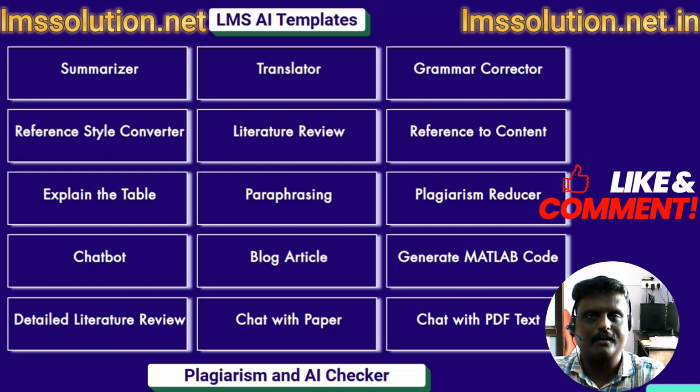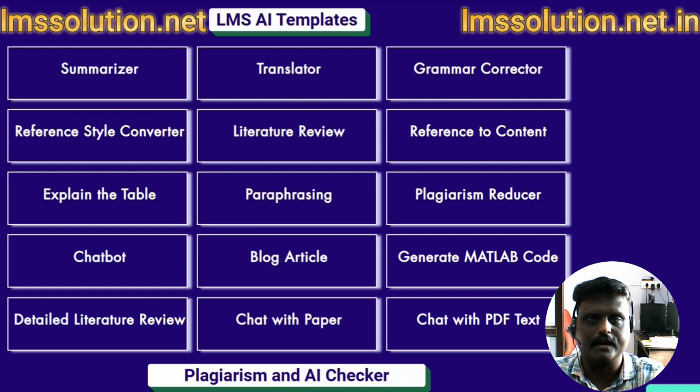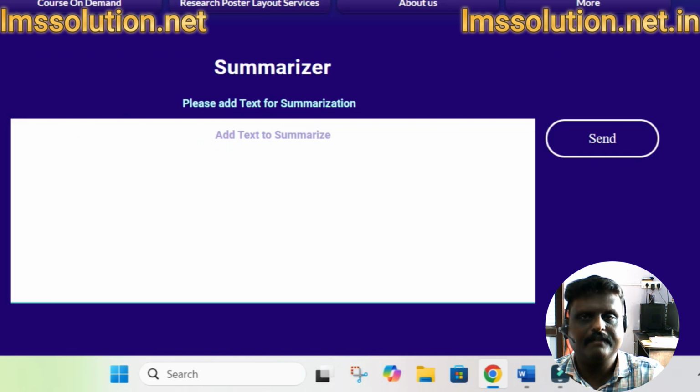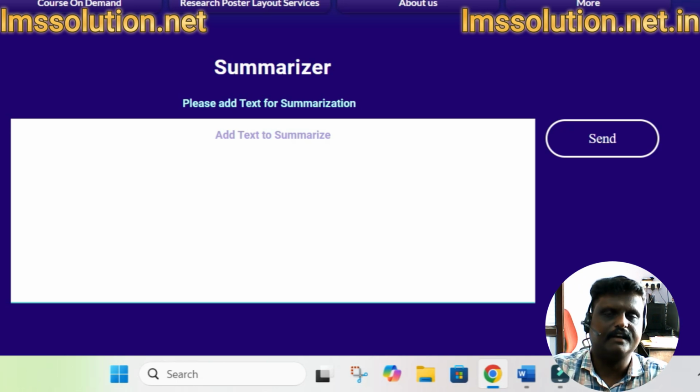In this video, we are going to discuss 5 important AI templates. The first one we are going to discuss is the summarizer. This template will be very helpful for you to summarize your content, especially if you have vast content in your research paper and want to reduce it. Without changing the core meaning of the content, you can summarize it.